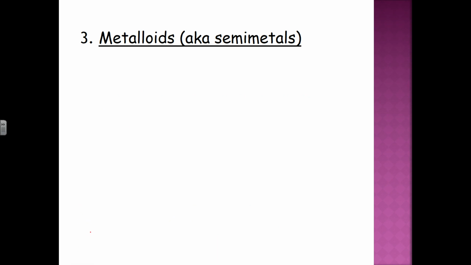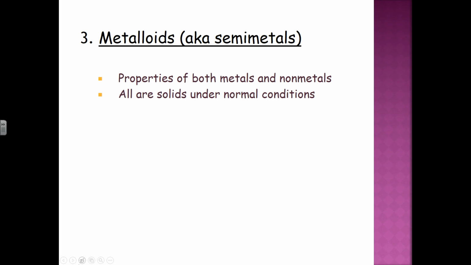The third and final class of elements on the periodic table are known as the metalloids, and that's also known as the semi-metals. Metalloids are located exactly between the metals and the nonmetals on our periodic table.